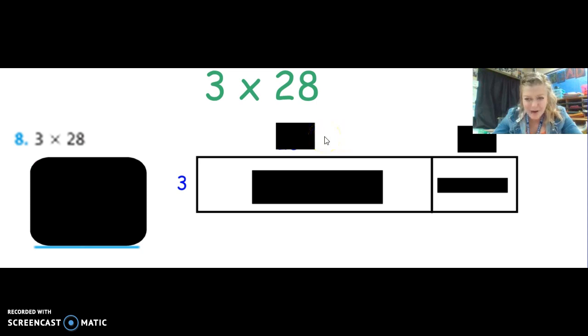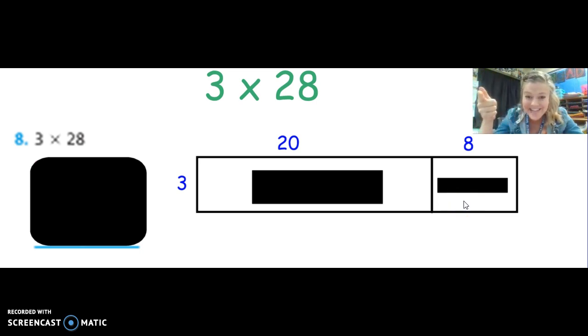Just like when we did arrays back in third grade, this would be like saying there's 1, 2, 3 by 28 different squares, right? But we're just picturing this now. So at the top here, I'm going to take 28 and separate the tens and the ones. So I have 20 and 8. You can see here that this whole length of this side is 28, but we separated it into the tens and the ones to make it easier for us to mentally multiply.